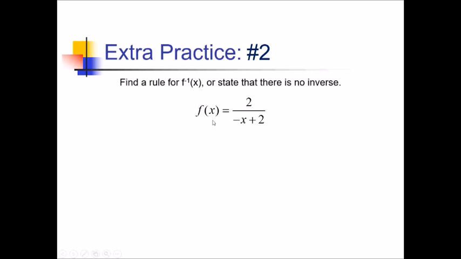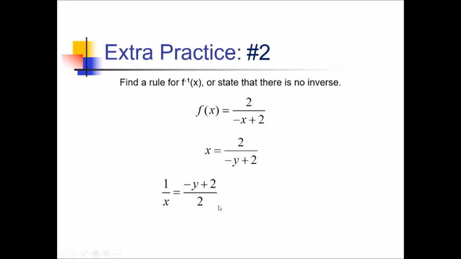Finding the inverse of this function here is actually a decent number of steps, although it doesn't look like it should be at first. So we'll start by switching x and y. We'll write x equals 2 over negative y plus 2. A few things we could do at this point, but I think the easiest is going to be to switch the fractions around so that y is not in the denominator. So I'm just going to flip both sides. We'll write 1 over x on the left side and negative y plus 2 over 2 on the right side. I just took the reciprocal of both sides there.